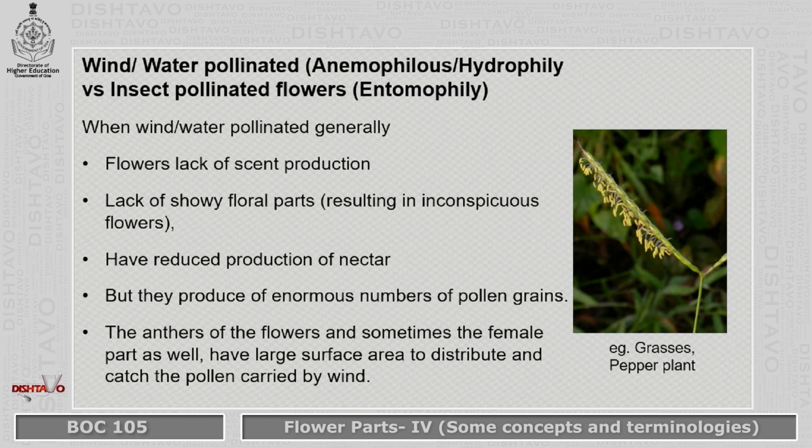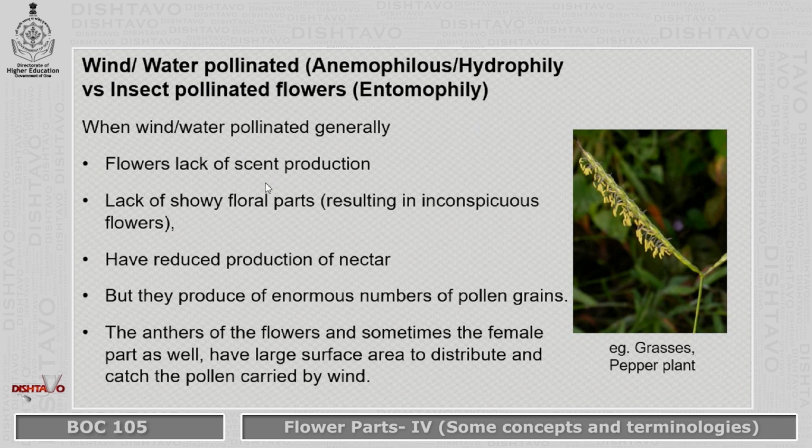Another concept in understanding the flower: we have seen calyx, corolla, androecium and gynoecium. The corolla is generally formed as a flag apparatus to attract the insect. Flowers pollinated by wind or by water, hydrophily, as against entomophily, which is pollination by insects, can differ from the normal structure. So if the flower is pollinated by wind or water, the morphology of the flower can differ from the normal structure.